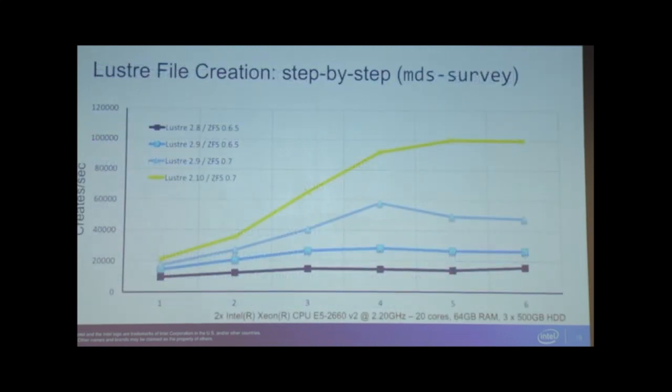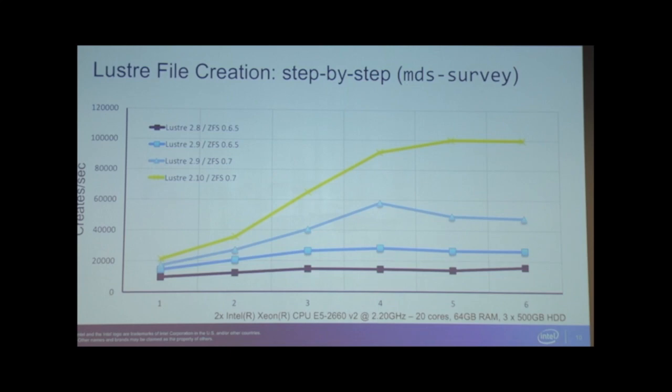So before this project started, we were under 10,000 creates a second, in some cases 5,000 creates a second, for the ZFS file system. And even the local file system was not faster than this. So this isn't a Lustre artifact, because LDiskFS could be doing 50,000, right?